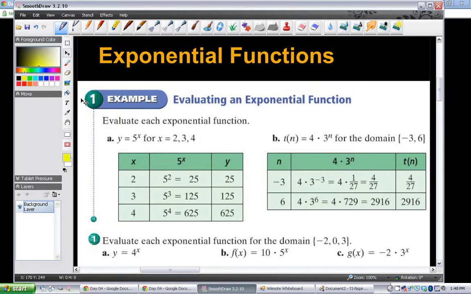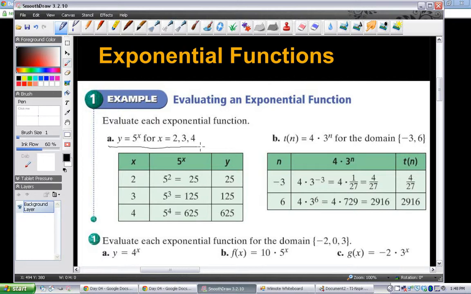On example A right here, we are given an equation, y equals 5 to the x, and they are evaluating it for where x is 2, where x is 3, and where x is 4.